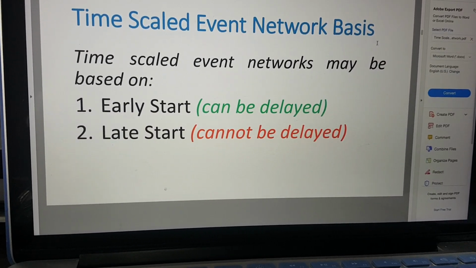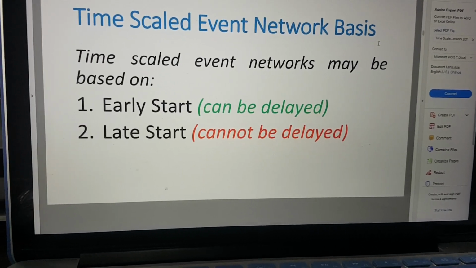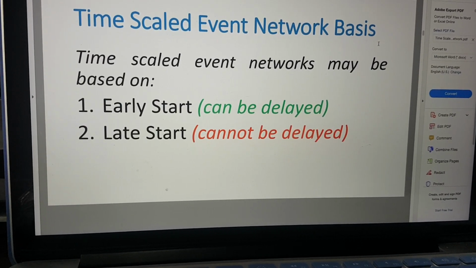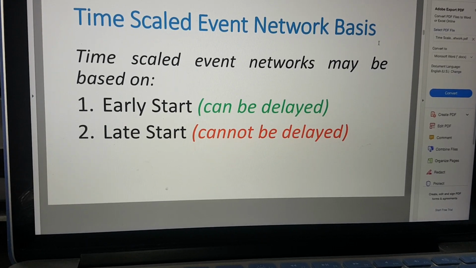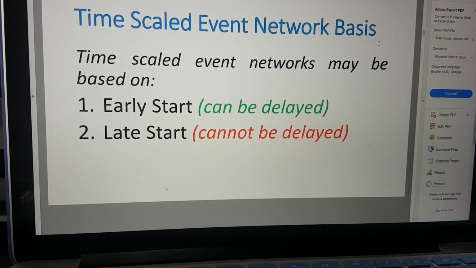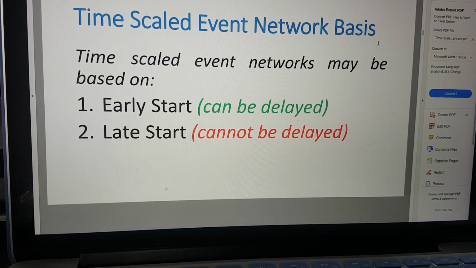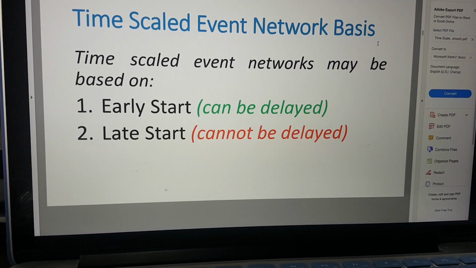Time scale events have two bases. You have the early start, wherein you will have free floats, wherein you can adjust your time. And the late start. For late start, we no longer have any free floats. That's why the project can no longer be delayed. Once it is delayed, the whole project is affected. And one of the benefits of a time scaled network is that you can see the dependency between activities and the flow of your activity.